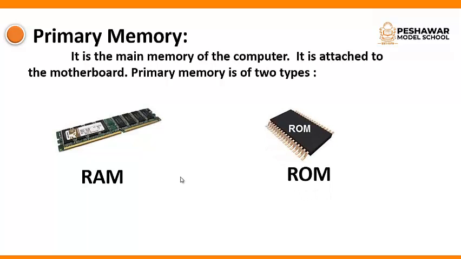What is RAM? RAM stands for Random Access Memory. It is used for holding data temporarily while the computer is working. It gets erased when the computer is switched off. Now, what is ROM? ROM stands for Read-Only Memory. It holds instructions put by the manufacturer to operate the computer. It is the permanent memory of the computer.